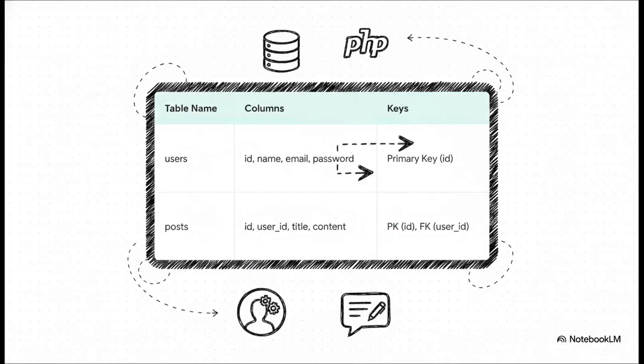To put that into perspective, take a look at how we'd structure data between a users table and a posts table. Notice the keys here. In the users table, every single user gets a unique identifier, which we call a primary key, usually just an ID. Meanwhile, the posts table has its own ID, but it also contains a user_ID, which acts as a foreign key. By dropping the user's ID into the posts table, boom, we create a direct relationship.